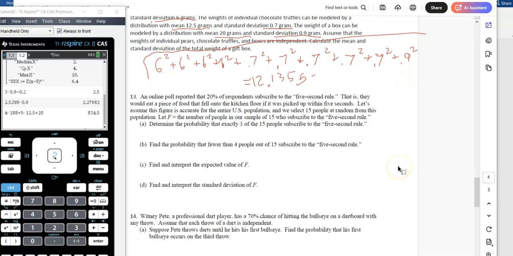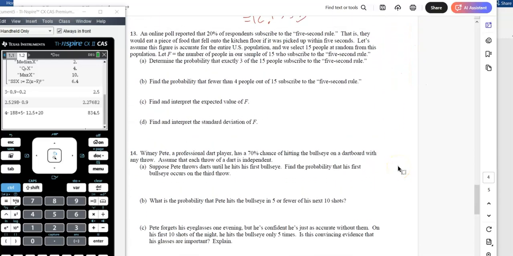An online poll reported that 20% of students subscribed to the 5-second rule. That is, they would eat a piece of food that fell on the floor if it was picked up within 5 seconds. Let's assume this figure is accurate for the entire U.S. population. We select 15 people at random from this population. Let F equal the number of people who subscribe to the 5-second rule. Determine the probability that exactly 3 out of 15 subscribe to the 5-second rule.